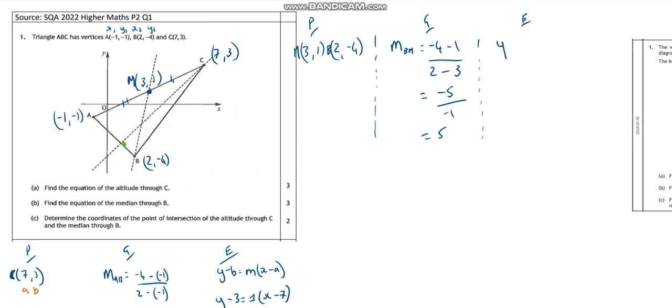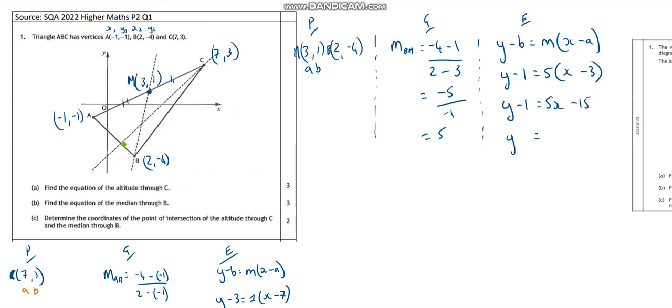So y take away b equals m(x minus a), substituting. That's right, I'll use this so there's no negatives. A, B: y take away 1, x take away 3, y is equal to 5x take away 15, and then I'll just add the 1 on, 5x take away 14. So that's my two equations, the altitude and the median.